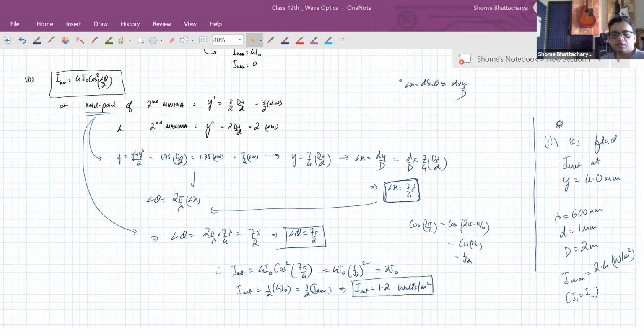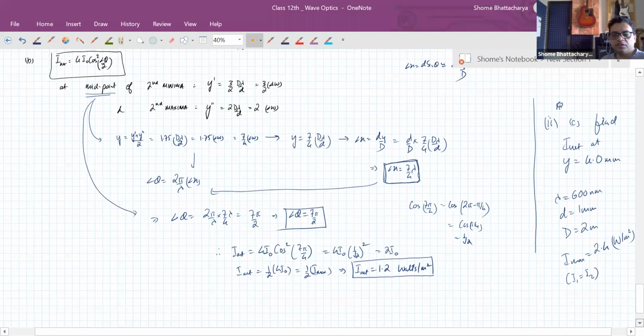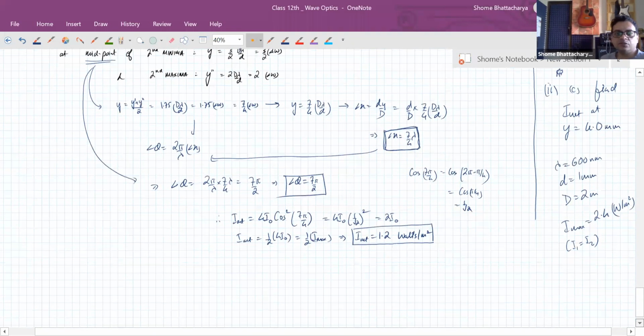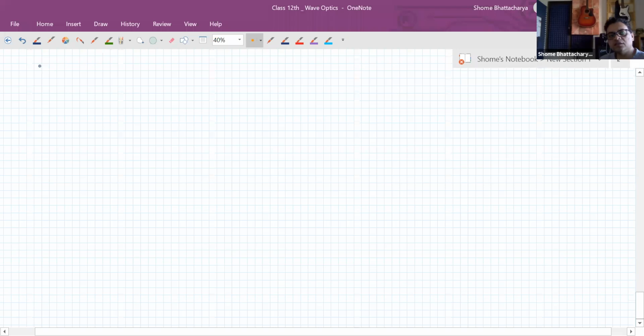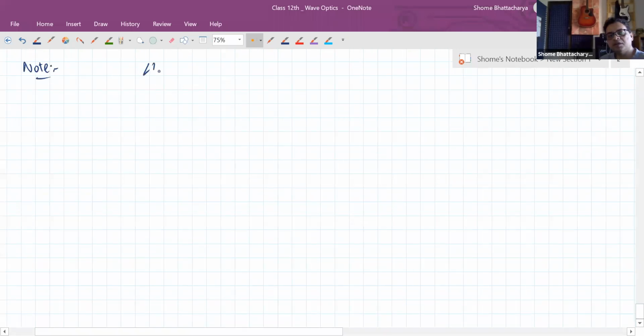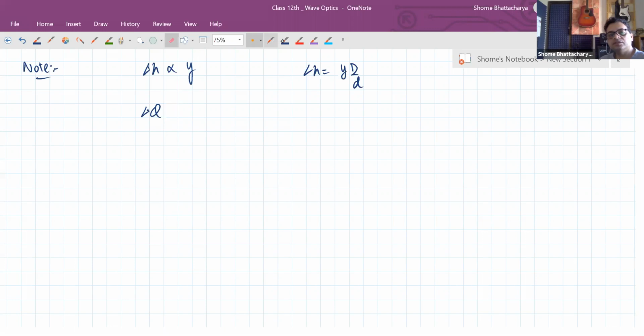Okay, now see, before I come to the full calculation of the C part, I will explain to you how we can really simplify these calculations of phase difference from y. For that, what we have to understand is that the relationship between path difference and y is a direct proportionality. And delta x is equal to y d by D. Okay? And the relationship between phase difference and path difference is also a direct proportionality. Delta phi is equal to 2 pi by lambda delta x.